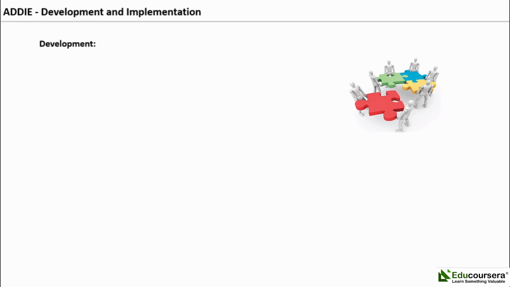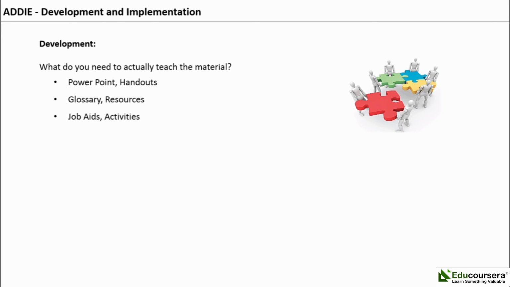Development. This phase involves the actual production and assembly of materials that were developed in the design phase. What do you need to actually teach the material? PowerPoint, handouts, glossary, resources, job aids, activities, and evaluation. Develop training and on-the-job aids. List activities that will help the students learn the task. Develop coaching, mentoring guides, and resources. Develop participants' assessments. Conduct pilot program to test that the program meets the client's requirements. Create learning activities.